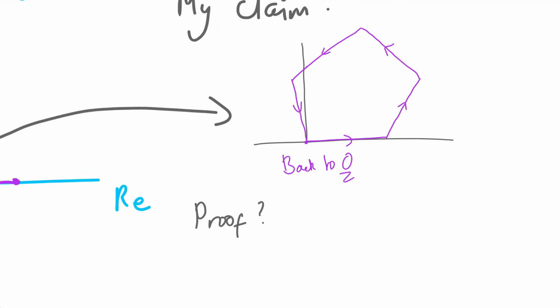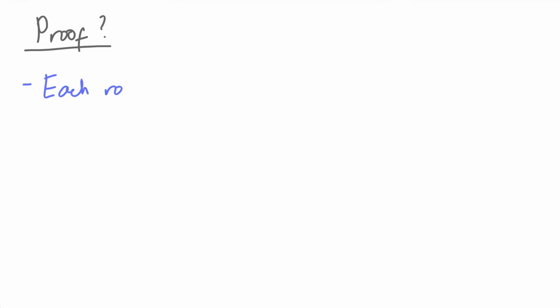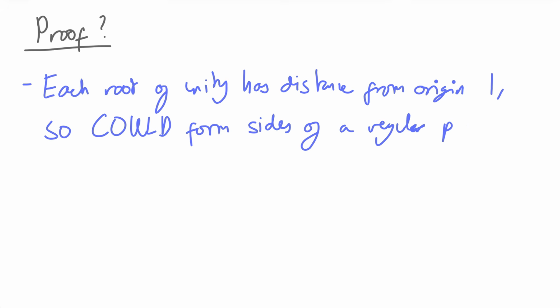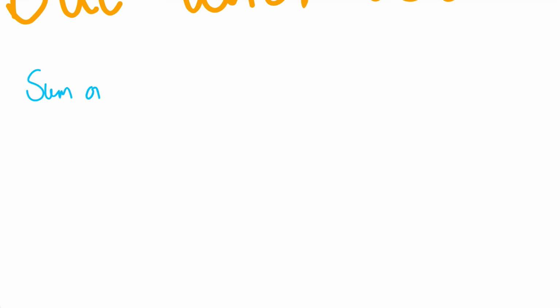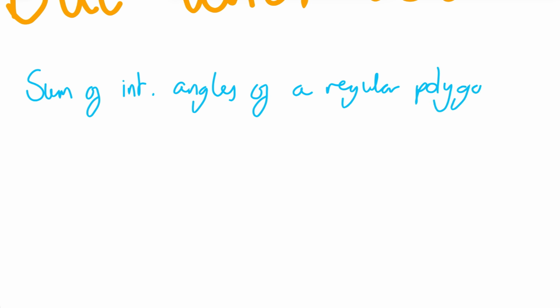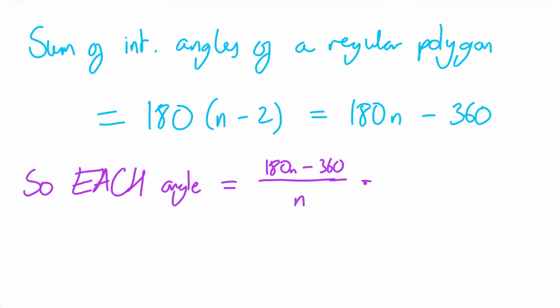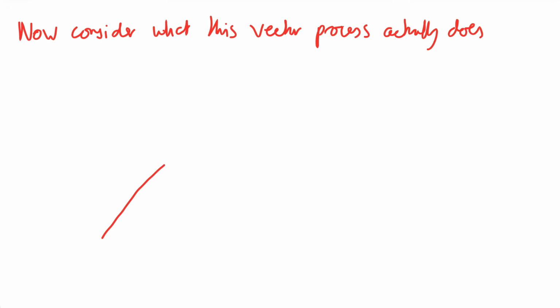Well, all of these roots have the same length of 1, so they can certainly form the sides of a regular pentagon, but how do we know that the angles all work? Well, for any regular polygon, the sum of interior angles is 180 times n minus 2, so 180n minus 360, and what that means is that each angle is equal to (180n minus 360) all over n, which is 180 minus 360 over n. And when we carry out this tip-to-tail process, what we effectively do is just this.